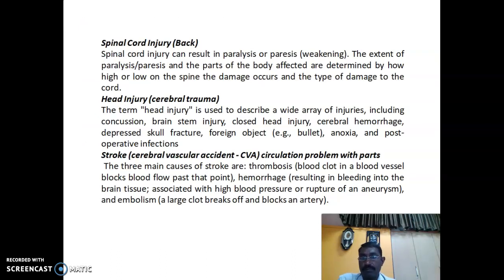A spinal cord injury. A spinal cord injury can result in a variety of paralyses. The extent of paralysis, in the parts of the body affected, is determined by how high or low in the spine the damage occurs, and the type of damage to the cord. And head injury. A head injury is used to describe a wide array of injuries, including loss of consciousness, brain injury, closed head injury, cerebral hemorrhage. A stroke. The three main causes of stroke are thrombosis, blood clot, and blood vessel rupture.